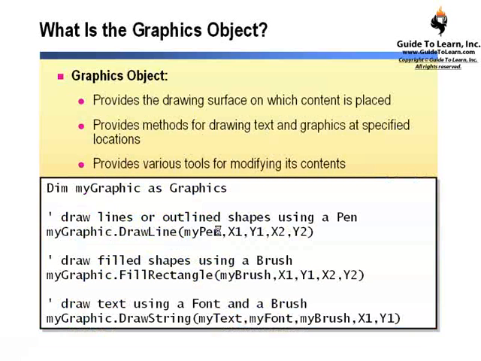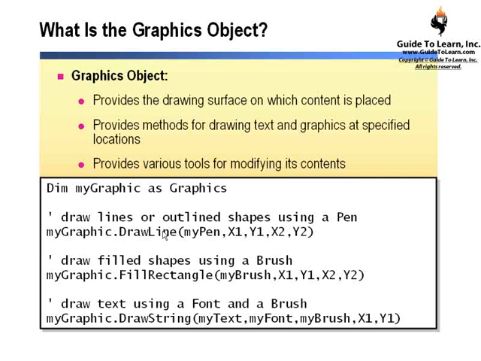The Graphics object is available as part of .NET. It provides the drawing surface on which content is placed, provides methods for drawing text and graphics at a specified location, and also provides various tools for modifying its context. As you see, all you need to do is declare a variable of type Graphics, and then there are a variety of methods you can use, such as DrawLine, FillRectangle, DrawString, and so forth. You could actually do things that you don't really do within a text editor. You could basically draw anything you want on the printer. You could draw a shape and so forth.